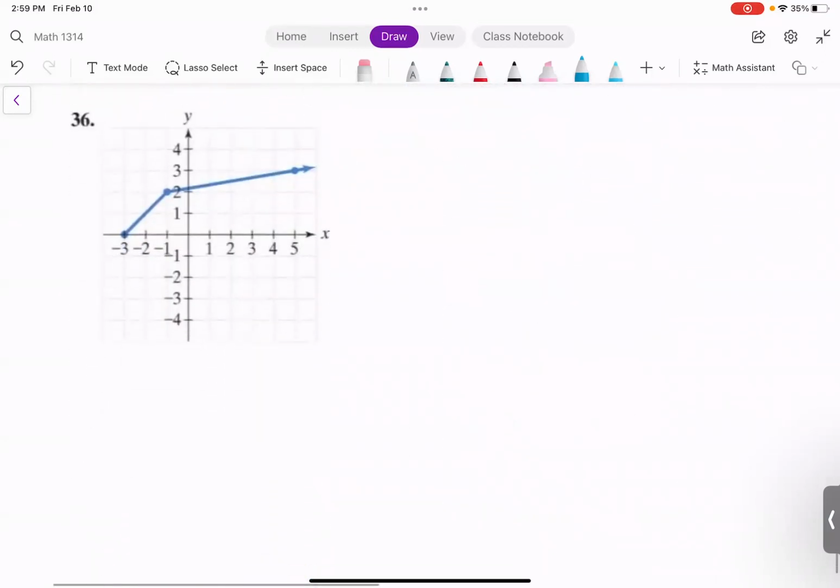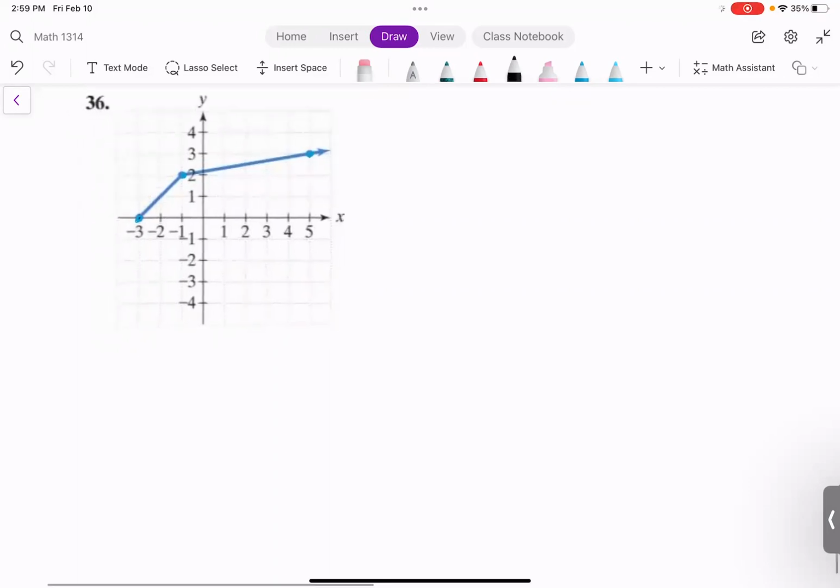Let's see the next one. Let's find the inverse function of this function. It has 3 points. It doesn't show us the points, but we know the coordinates of these 3 points, so we can put them here. The 3 points are -3, 0, -1, 2, and the last point is 5, 3. So the 3 key points for the inverse are 0, -3, then 2, -1, and the last key point is 3, 5.